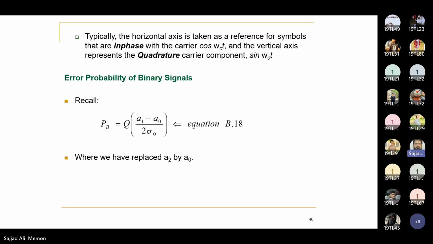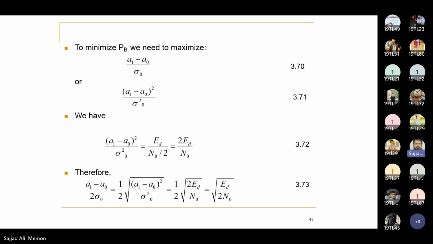Now, error probability of binary signals. We know that P_B is equal to Q of (A1 minus A2) divided by 2 sigma naught, where we have replaced A2 by A naught. For different signals, you can calculate the probability of bit error, where you know that A1 and A2 are represented by square root E magnitude, and so on.